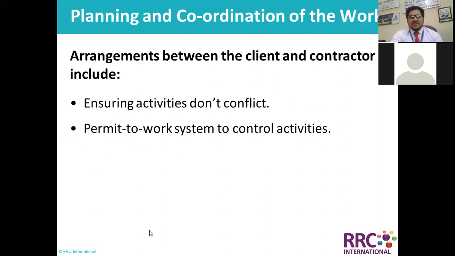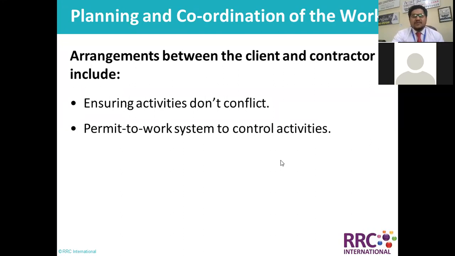Now, arrangements between the client and contractor include ensuring activities don't conflict, and a permit to work system to control activities. So the PTW system, or permit to work system, is critically important. Like in Saudi Aramco, we have WPR, work permit receiver, we have WPI, we have plenty of requirements, like CSE supervisor, authorized gas tester, and if it's hot work, the authorized fire watcher. So plenty of requirements as per the work permit.